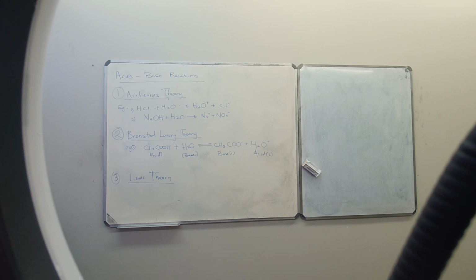Why -2? Because we lost the proton, so we're going to add that minus from that -1 there. It's already -1, so taking one more away gives -2. -1 -1 is -2.